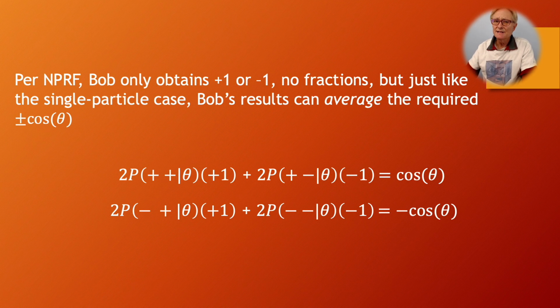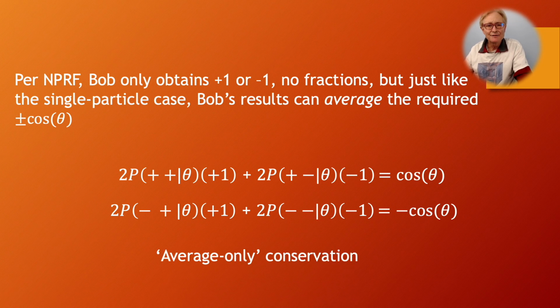But just as with the single particle case, Bob cannot obtain a fractional value for a measurement of h. However, his results can average the required ± cosine theta. Thus, we have this average-only conservation of spin angular momentum for the spin-entangled pair of particles, just like we had average-only projection of spin angular momentum for the single particle case.